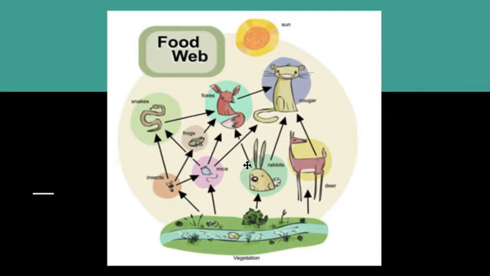So this web is all interconnected by these arrows, and the arrows, you can tell, point to what would eat the next thing. So the arrow goes from the grass to the mouse or the bug or the deer, and then the energy, which is represented by this arrow, shows where that animal's energy would go next.